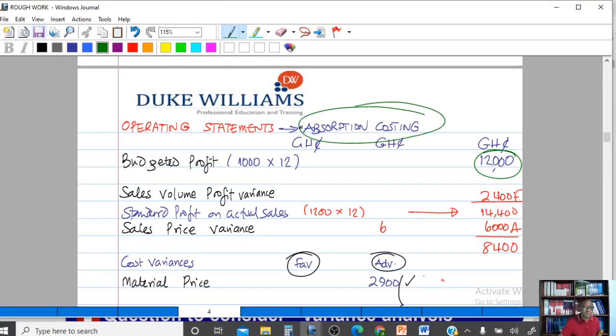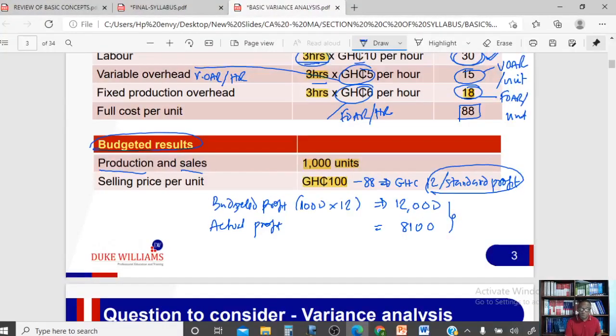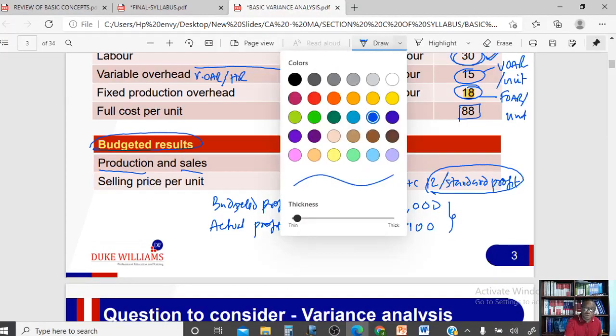Now we could be asked to use the marginal costing principles. What then changes? We will start with budgeted contribution, but before we go to that, there is something I want to draw your attention to quickly.